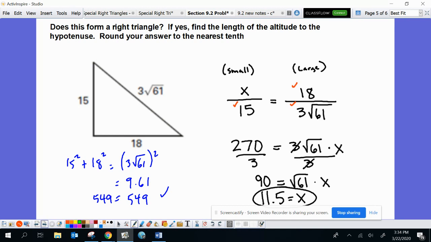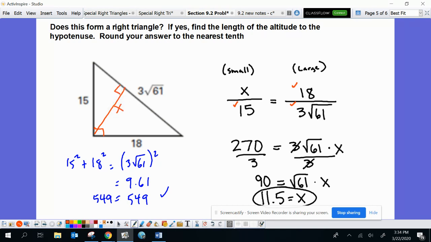And then finally, for number 5 and number 6, these are just a recap of what we saw in the notes. I confirm by checking 15 squared plus 18 squared equals 3 roots of 61 squared. Yes, it is a right triangle with the right angle here. I draw the altitude, and now it's x that I'm looking for.